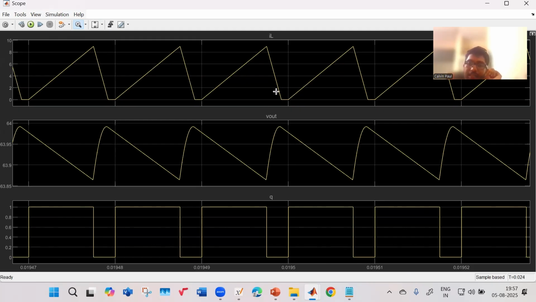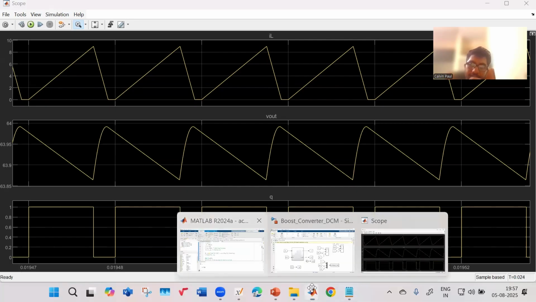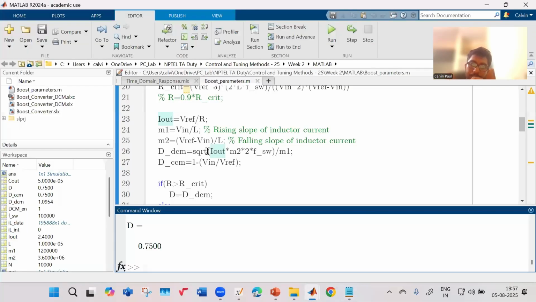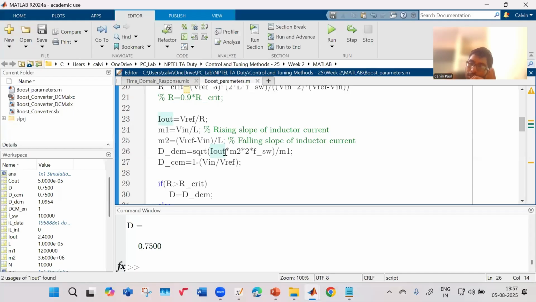You can see it is going to DCM. The current is getting clamped at 0. It is rising from 0, going back to 0, and again repeating. For some period it is settled at 0 ampere. So it is DCM operation. What happens in DCM is that a lesser duty is required. To operate that way, there is a formula which I derived. For DCM, this is the duty which is required. The duty is dependent on the output current, the switching frequency, etc.